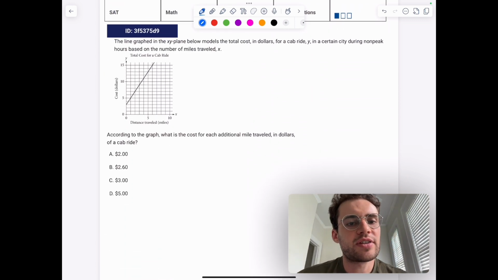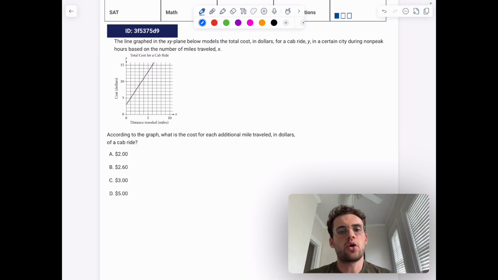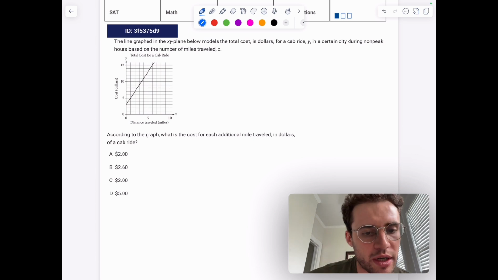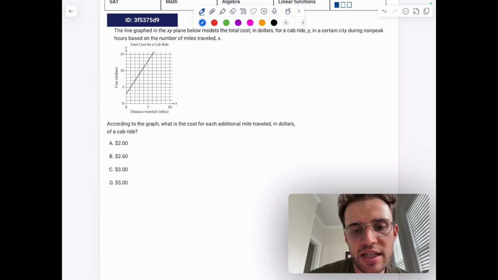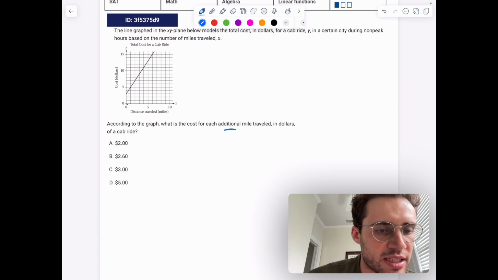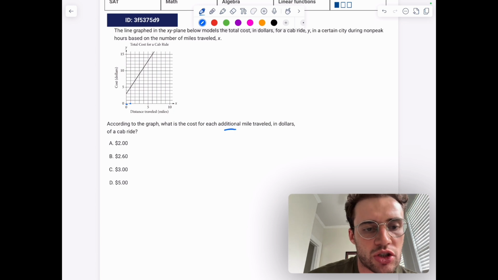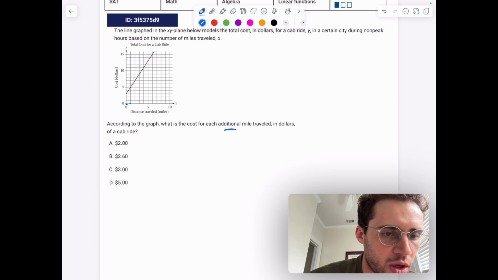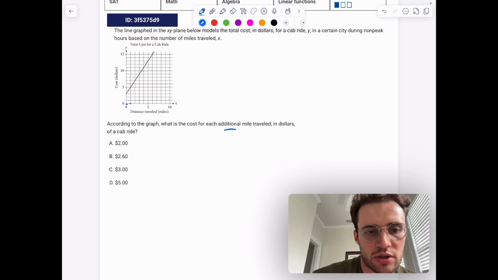The line graphed in the xy plane below models the total cost in dollars for a cab ride, y, in a certain city during non-peak hours based on the number of miles traveled, x. According to the graph, what is the cost for each additional mile traveled in dollars of the cab ride? So they're just asking for the slope. So anytime x goes up by 1, the distance traveled goes up by 1, how much does the cost go up? Well, it's a linear function, so it's going up the same amount. You can choose any 2 points. I'm going to do 0 to 1. Let's see, 1, 2, 3, 4, 5.